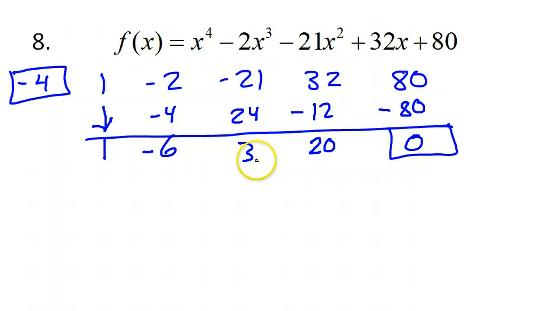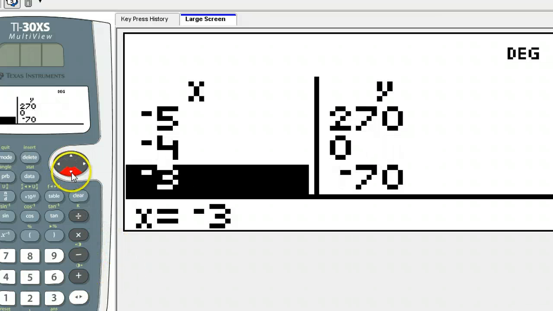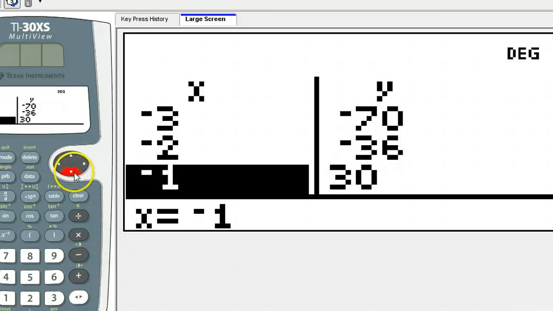I'm looking. Will grouping work? Nah, there is no GCF between 3 and 20. So grouping is not going to work. So in that case, I need to find another 0 off the calculator to do this. So let's go back to the calculator, scroll down some more, and hopefully find another 0.